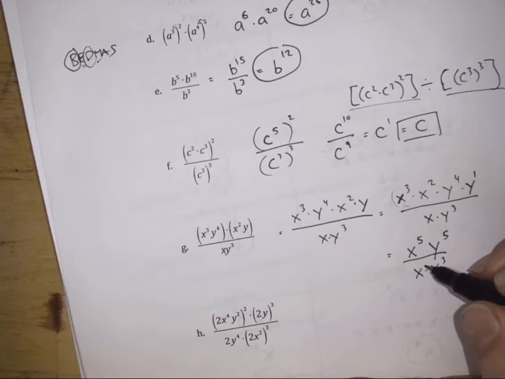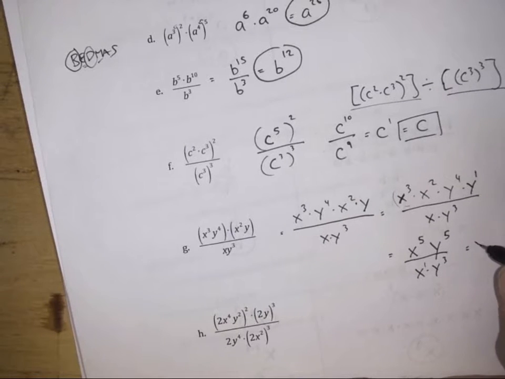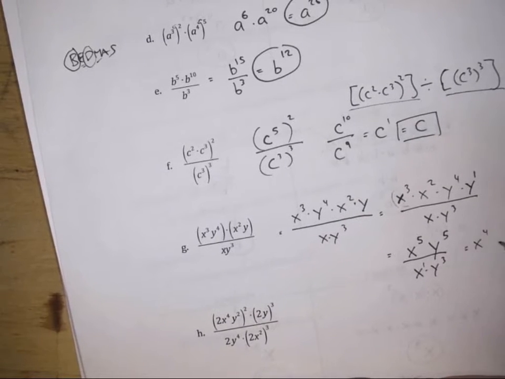So I can divide x to the power of 5 by x to the power of 1. I subtract their exponents, I get x to the power of 4. And y to the power of 5, take away 3, so it'd be y to the power of 2.